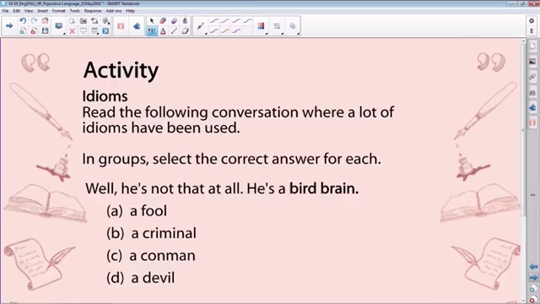And then the next one, well, he's not that at all. He's a bird brain. So what does bird brain mean? Is it a fool, a criminal, a con man, or a devil? Okay, so bird brain is A. It means he's a fool.